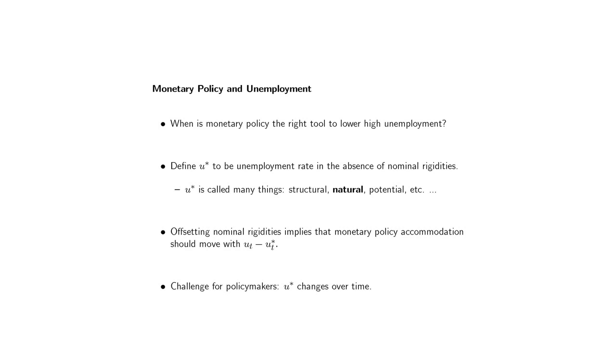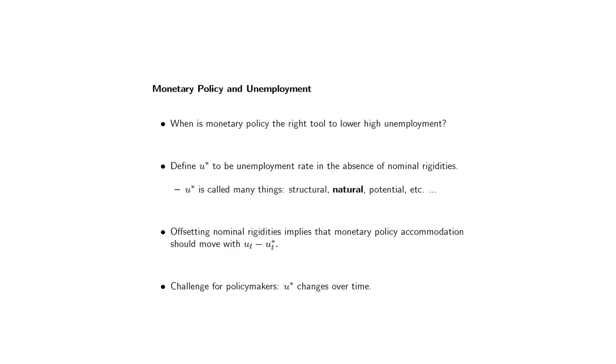And this is the unemployment. I'm going to use this term U-star a lot. I'll try to always remember to use the English as well, but I might just lapse into calling it by its symbol, U-star. And U-star is called many things in the popular discourse. It's sometimes referred to as structural, sometimes referred to as potential. I'm going to use the word natural rate of unemployment to refer to this rate of unemployment that exists in this artificial world, without any nominal rigidities.